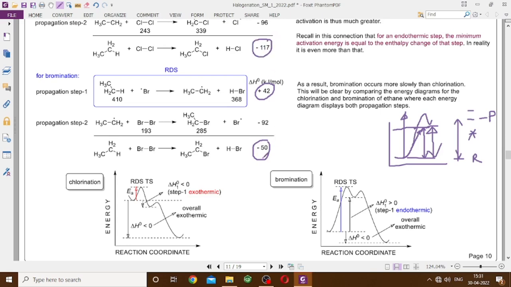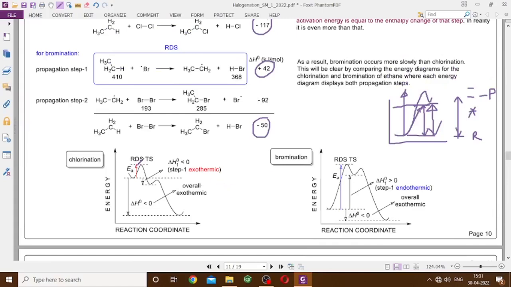But within this minus 50, there is a step which will incur a penalty of 42 kilojoule per mole at least from the reactants. It will be more like 42 plus something. So it stands to reason that the activation energy for the rate determining step for chlorination is less compared to the activation energy for the rate determining step of bromination.